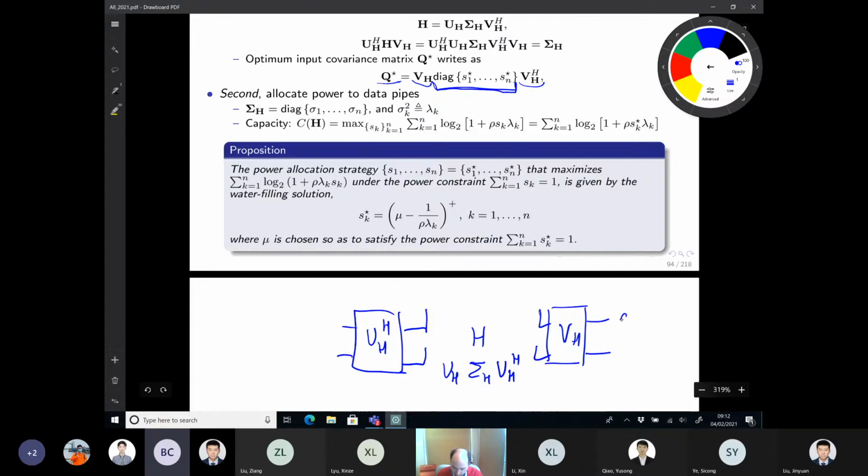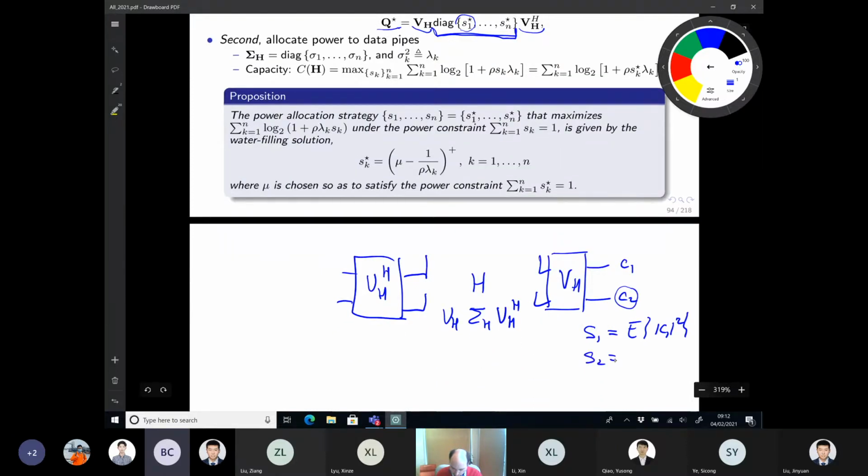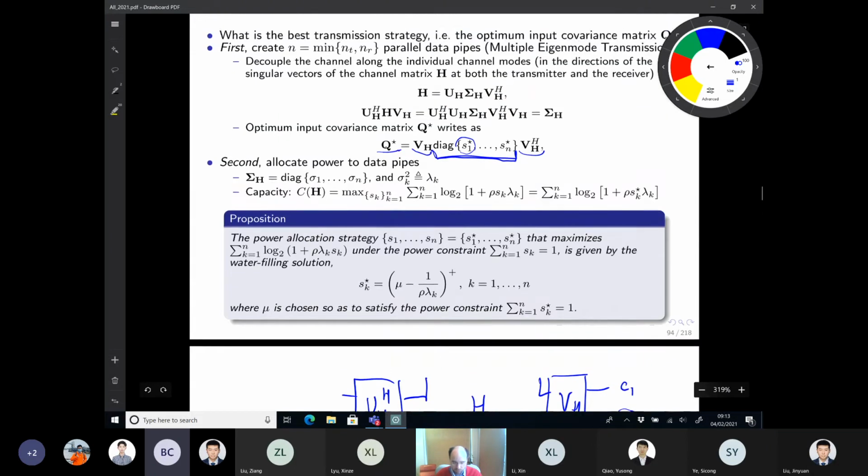I have a stream C1 and a stream C2. I assume they're Gaussian distributed in order to achieve the capacity, and I allocate a certain power to C1 that is equal to S1, and a certain power to C2 that is given by S2. So S1 here will be the expectation of the magnitude of C1 squared, and S2 will be the expectation of the magnitude of C2 squared. So it's the power that I allocate to them.